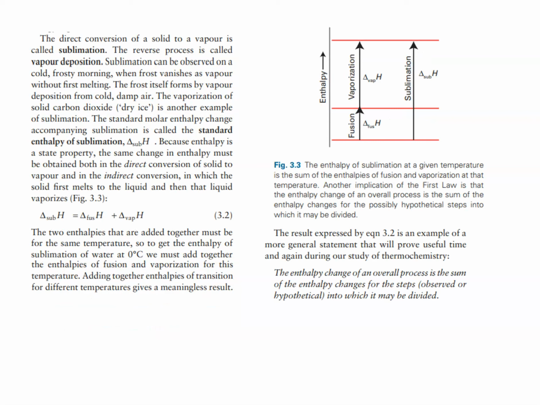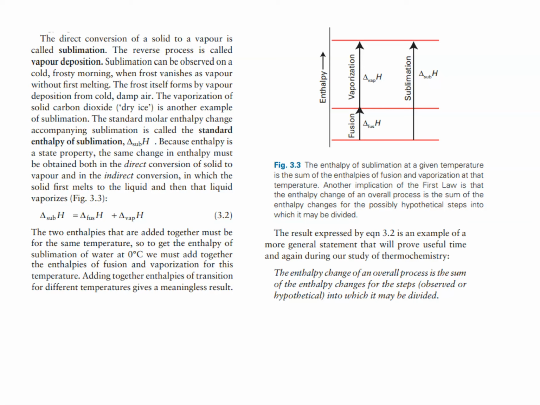So the direct conversion of a solid to a vapor is called sublimation, something we experience here in Alaska quite often, and we experience even more dramatically in the interior of Alaska, where we have very, very dry conditions and very, very cold conditions. The reverse process is called vapor deposition. Sublimation can be observed on a cold, frosty morning when frost vanishes as vapor without first melting. The frost itself forms by vapor deposition from cold, damp air.